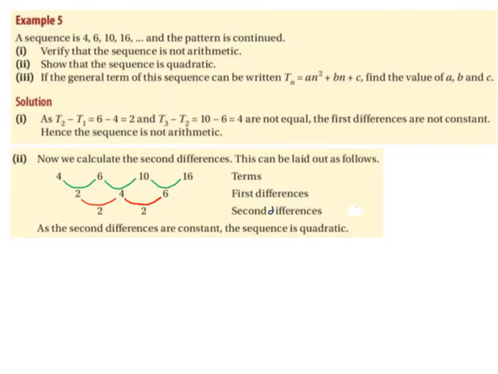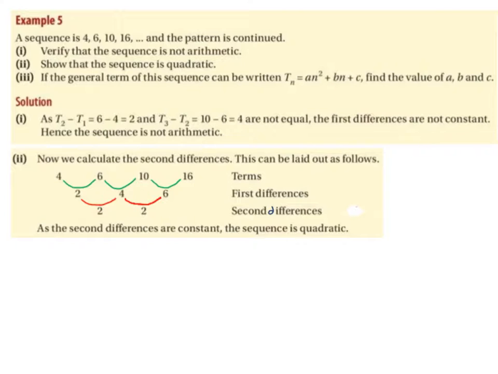So part 1, verify that the sequence is not arithmetic. The difference between 4 and 6 is going to be 2, because term 2 minus term 1 is 6 take away 4, which is 2. Then to get from 6 to 10, it's a difference of 4, because term 3 minus term 2 is 10 minus 6, which is 4. Clearly 2 and 4 are not equal, so the first differences are not constant, hence the sequence is not arithmetic.